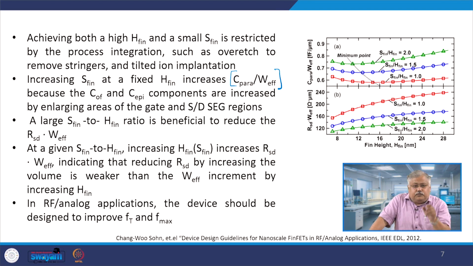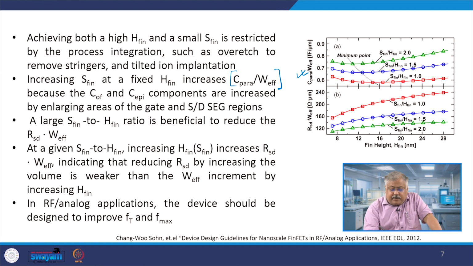Why? Because when you make the S fin larger and larger, you end up having more and more outer fringing field available, and because the gate and source drain region get overlapped to a larger extent, there is a sudden increase in the value of capacitance. So, if you look at the right hand side figure here, I am plotting C para by W effective.